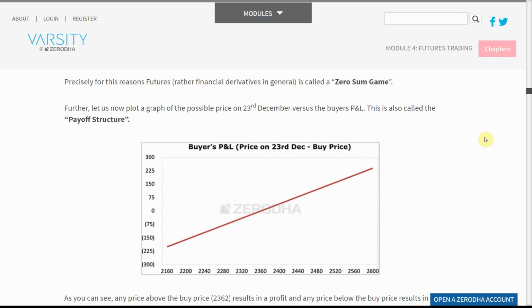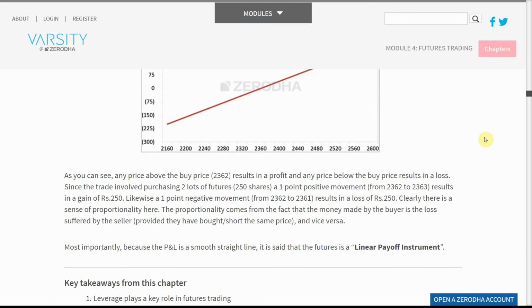Further, let us now plot a graph of the possible price on the 23rd of December versus the buyer's P&L. This is also called the payoff structure. As you can see, any price above the buy price 2,362 results in a profit and any price below the buy price results in a loss. Since the trade involved purchasing 2 lots of futures, 250 shares, a 1-point positive movement from 2,362 to 2,363 results in a gain of 250 rupees. Likewise, a 1-point negative movement from 2,362 to 2,361 results in a loss of 250 rupees. Clearly, there is a sense of proportionality here. The proportionality comes from the fact that the money made by the buyer is the loss suffered by the seller, provided they have bought or shorted at the same price, and vice versa.